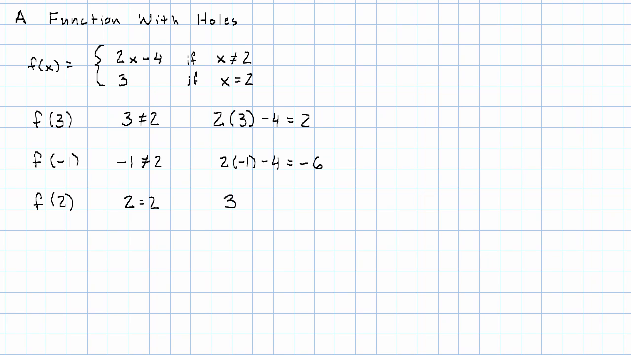What this looks like on a graph is an ordinary graph with a hole punched in it. To graph this, we'll start by just graphing the ordinary function 2x minus 4. So we'll just start with the graph of y equals 2x minus 4. This is a line. It's in slope-intercept form. So we'll use the slope and y-intercept.